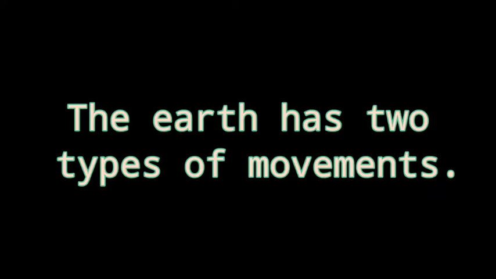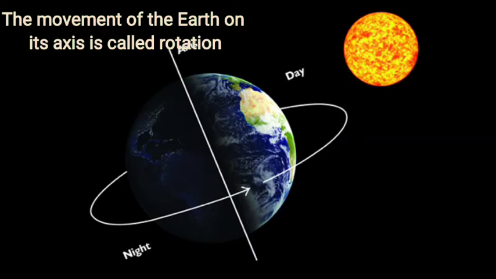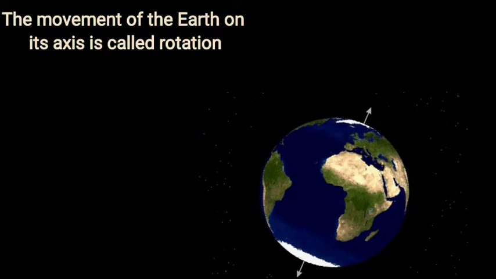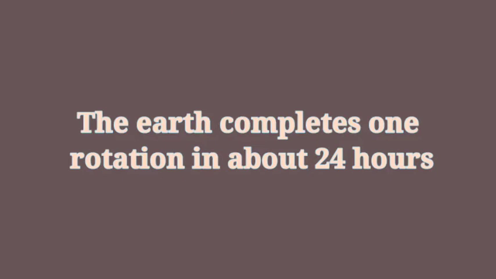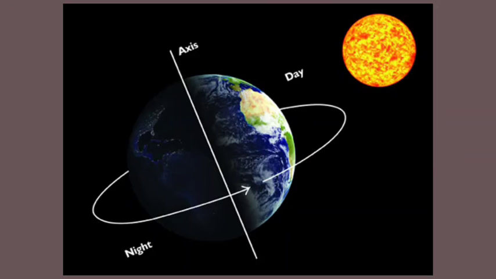The earth has 2 types of movements. The movement of the earth on its axis is called rotation. The earth completes one rotation in about 24 hours. That makes a complete day. The rotation of the earth on its axis causes day and night.